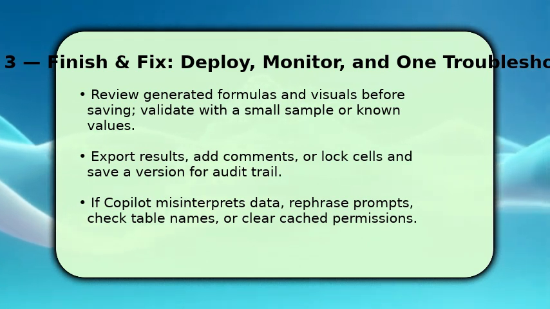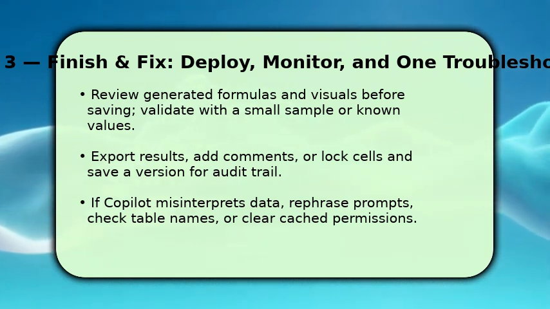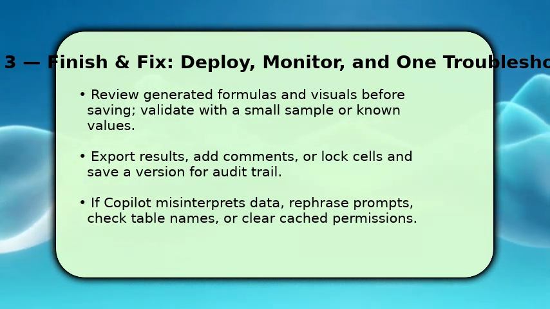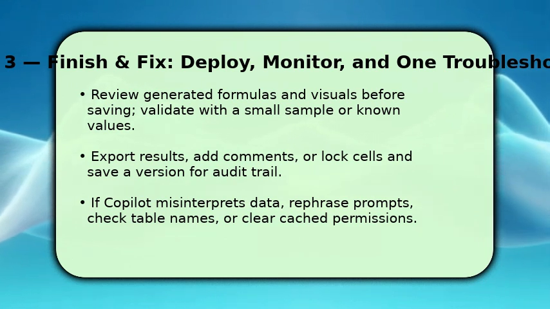If Copilot misunderstands a request, rephrase the prompt, confirm the table and column names, and check for hidden headers or merged cells. As a key troubleshooting tip, clear Copilot's cached permissions and reopen Excel. This often fixes access or permission issues.